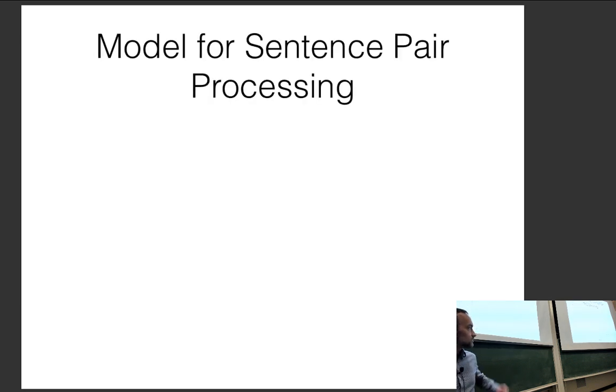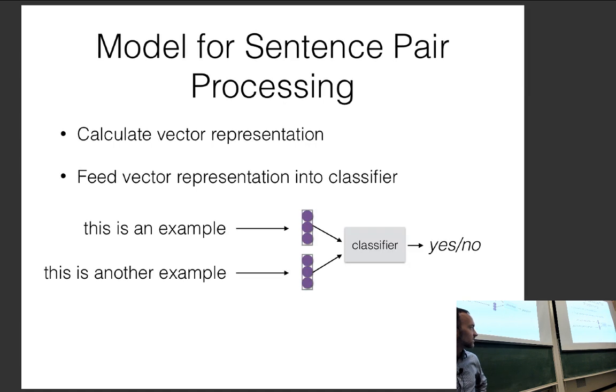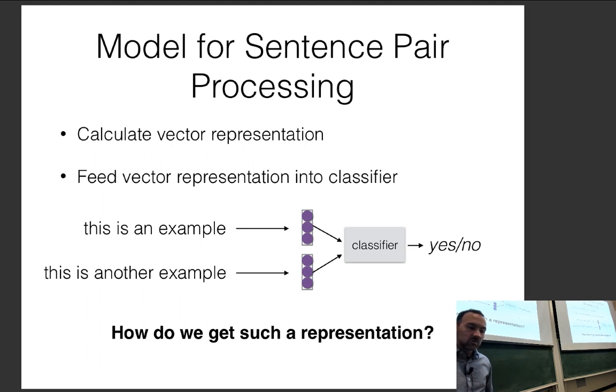Now, how do we create models for doing this? There's a bunch of different ways we can do so. One way is to calculate a vector representation and feed the vector representation into a classifier like this. So this is an example, this is another example. You feed both into some sort of classifier and then make a yes-no determination. And then the question becomes, how do we get such a representation? And so one way to do so is to just train end-to-end on this task.